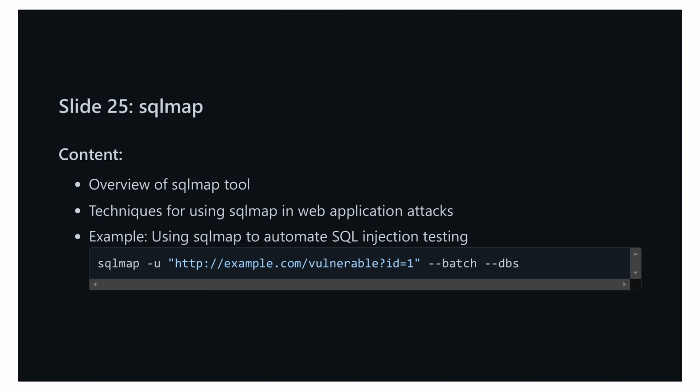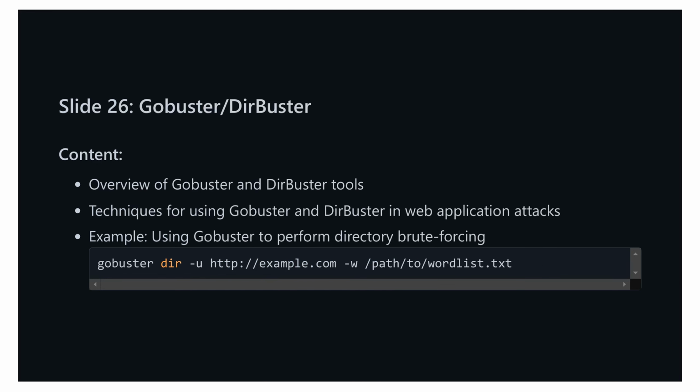Now let's dive into the specifics of SQLmap and how it can be leveraged for SQL injection testing. In the previous slide, we discussed SQLmap, its functionalities, and how it can be used to automate SQL injection testing in web applications. Now let's move on to GoBuster and Dirbuster.